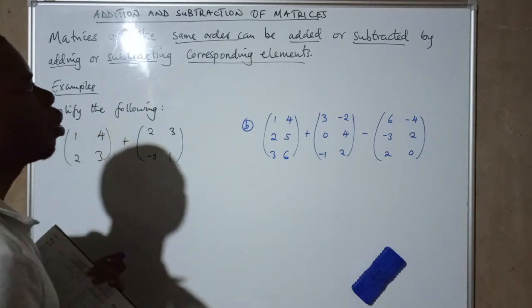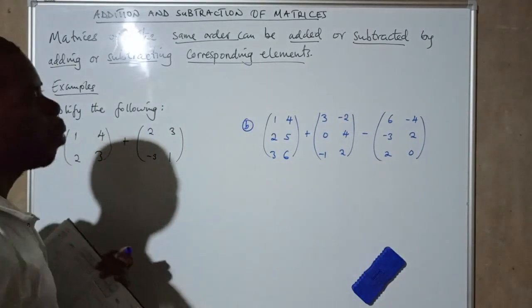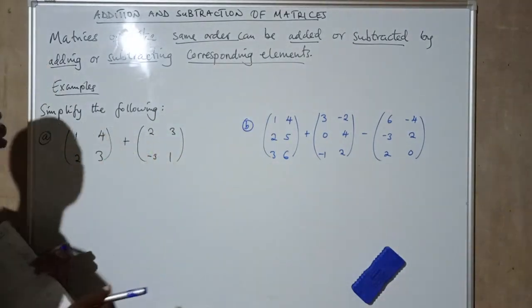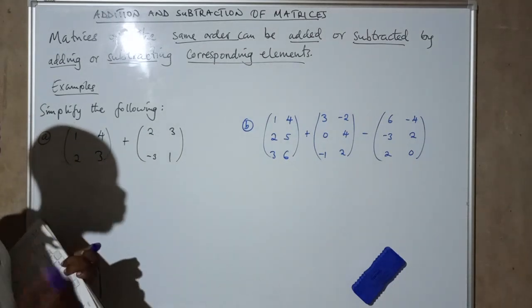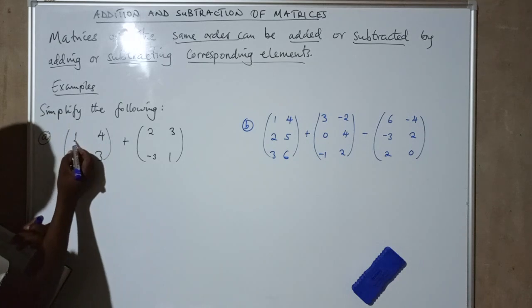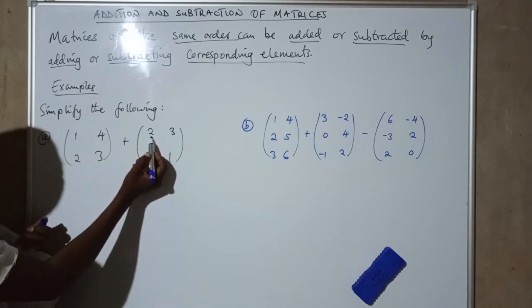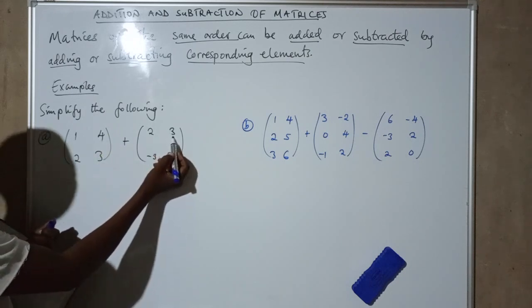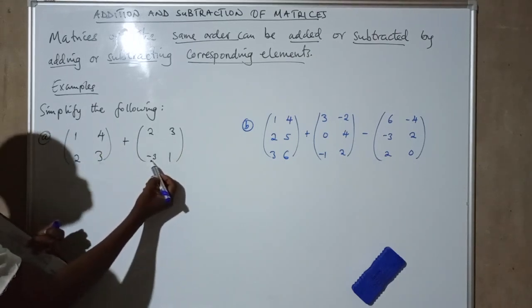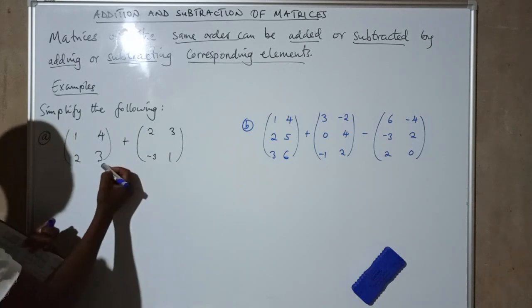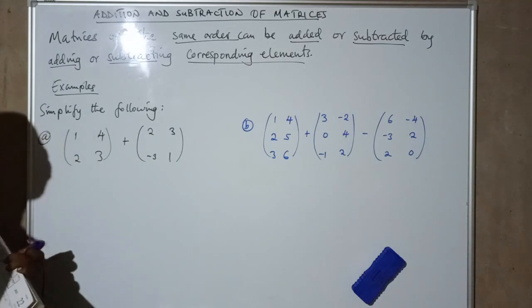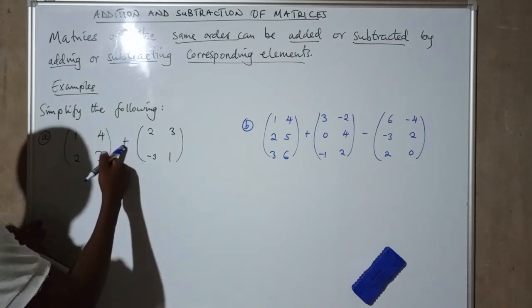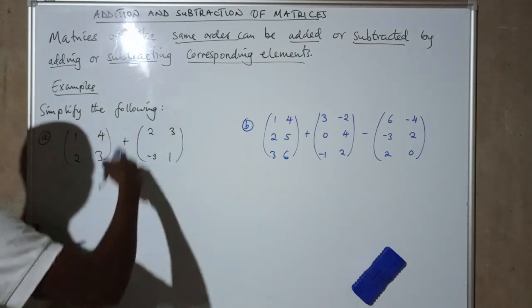So how do we add? By adding corresponding elements. By corresponding elements, we mean elements that take the same position must be added or subtracted, like this one here. The position of 1 and the position of 2 here is the same. The position of 4 and position of 3 is the same. The position of 2 and position of negative 3 is the same. The position of 3 and 1 are the same. So these can be added when we are adding, because there is plus here. It means this matrix plus this matrix.